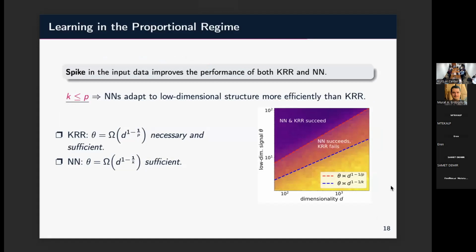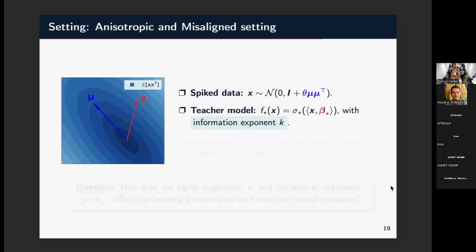Okay, so I'm almost done. I'll finally interpolate between this idealistic regime and the no information case, and that'll be the last thing I show you. In this case, I have an input where the direction of highest variance, mu, does not have perfect alignment with the unknown beta star. So let's see what happens in this case and how neural networks learn.